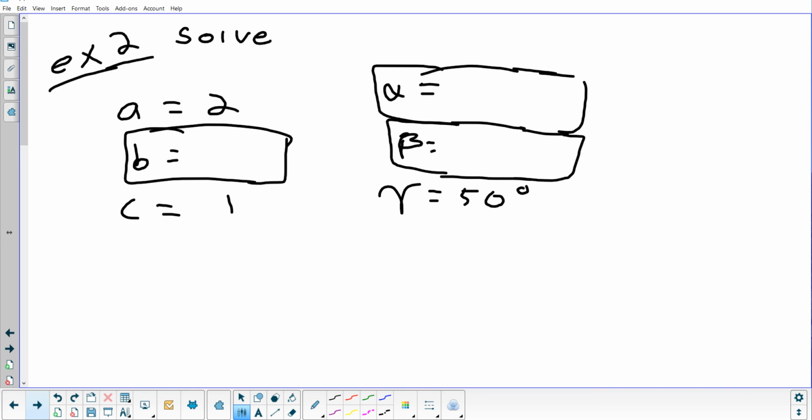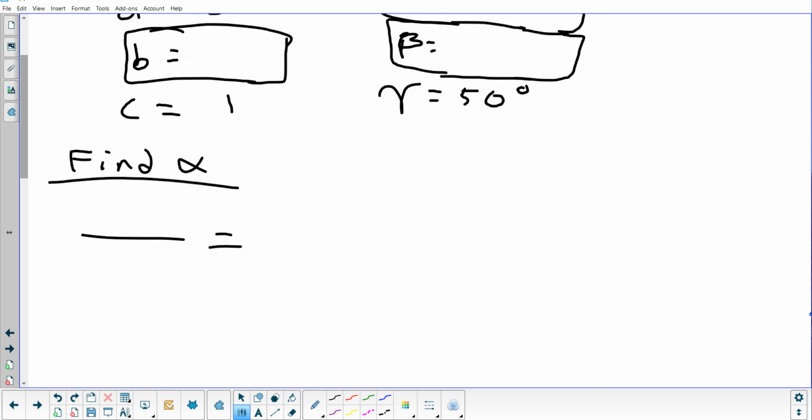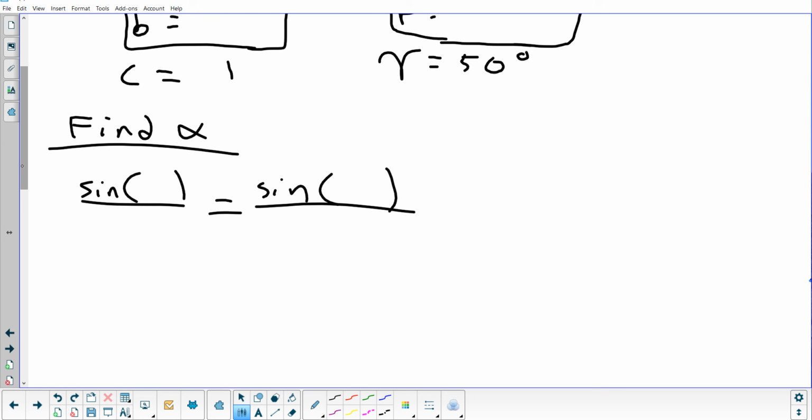Okay, so what do I have to find first? There are no choices, right? Well, we know A is 2. You have to use the C and the gamma to find the alpha. Yeah, that pairs with A. We have to find alpha. So that's the first thing we want to write down. Okay, so set it up. And what's going to go on the left side?